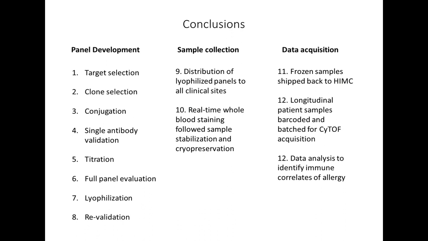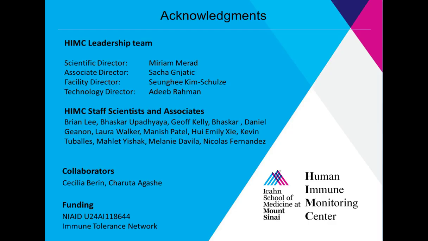To conclude, I've walked you through some of the key considerations in developing and deploying a study of this sort, starting from target selection, the identification of clones, conjugating those antibodies, and validating and titrating them, and ultimately lyophilizing that panel and revalidating the lyophilized panel. And then these panels have now been distributed to our clinical sites. That real-time whole blood staining is happening currently, and ultimately those samples are hopefully going to be analyzed to identify correlates with pediatric allergy.